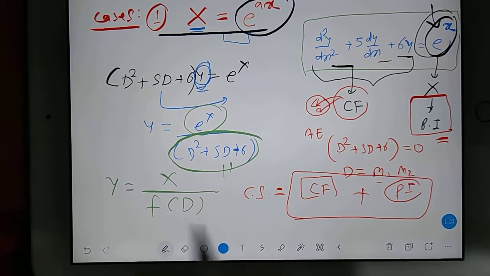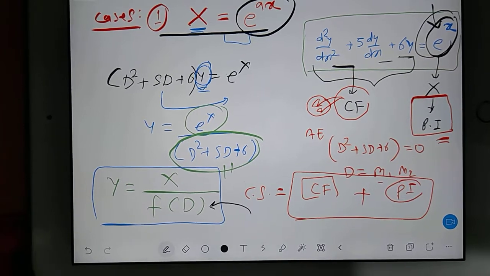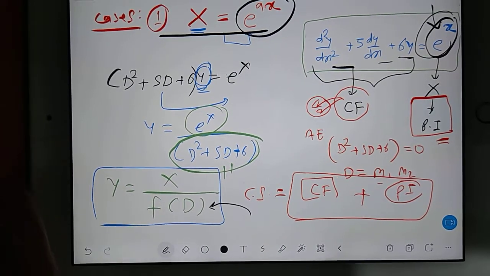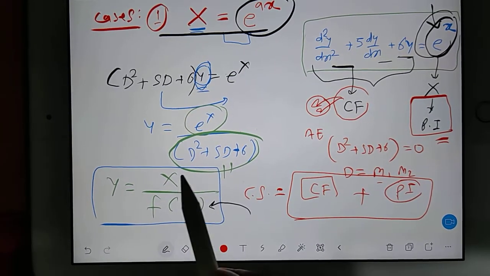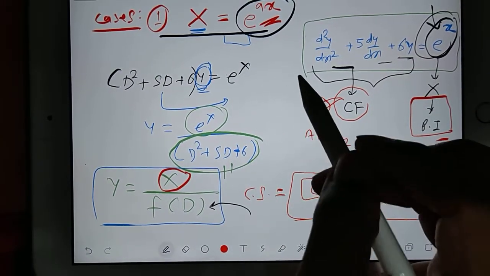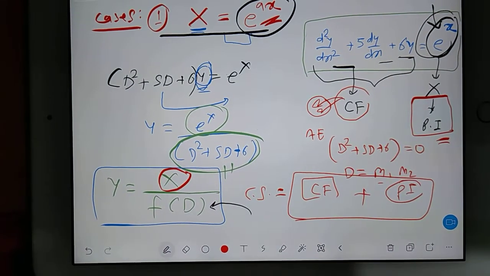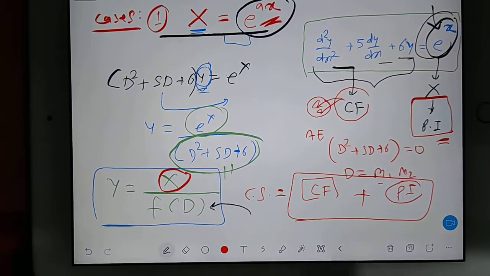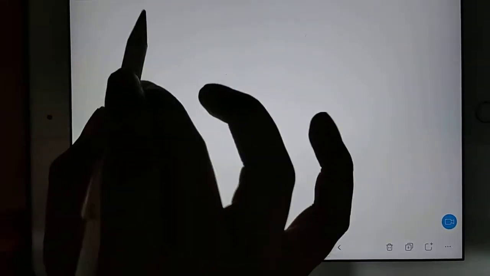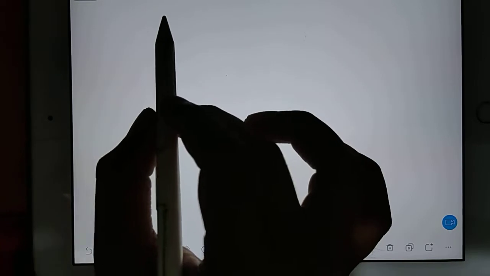This is what I taught you in the beginning itself, that very frequently we'll be getting the inverse operator. Right now we have to deal with the inverse operator for x equal to e power ax. So we are going to learn how to deal with the inverse operator for e power ax. You should remember the direct value, but I will take you through the proof.